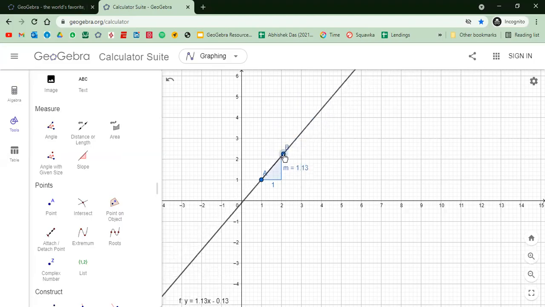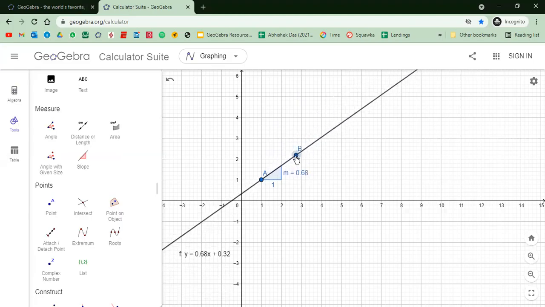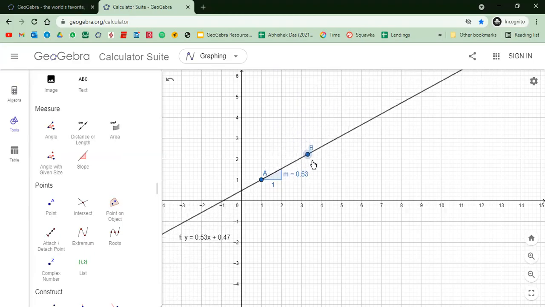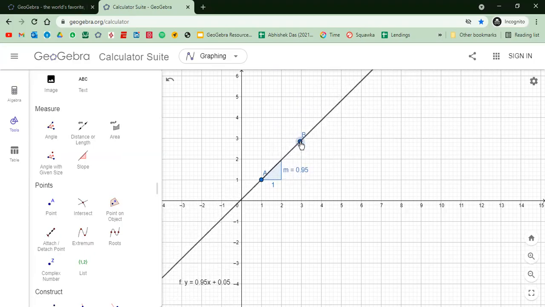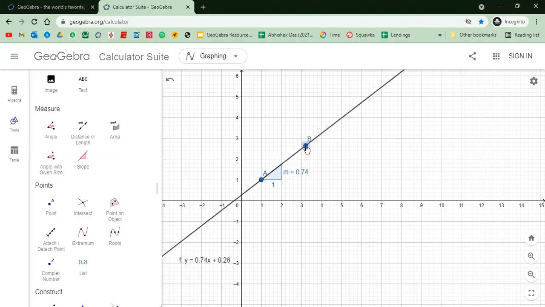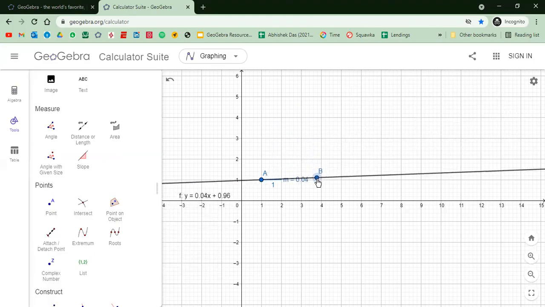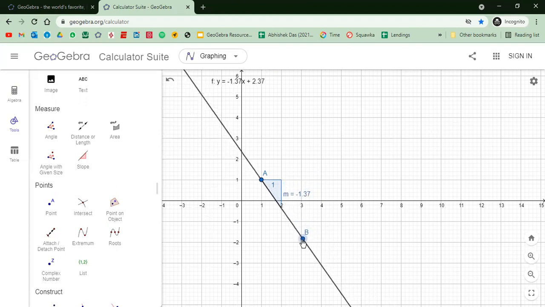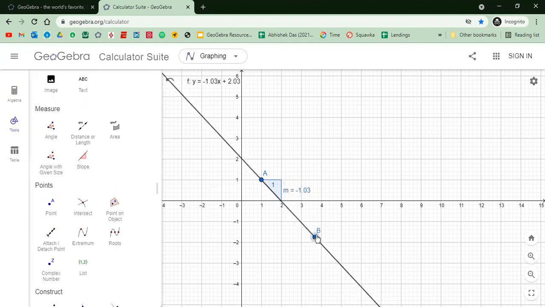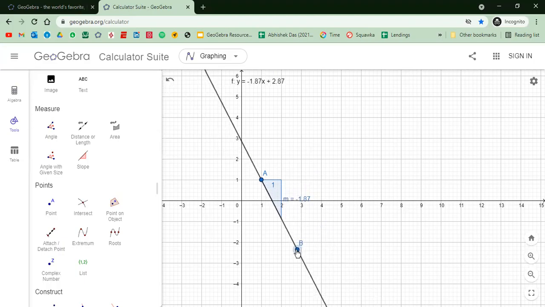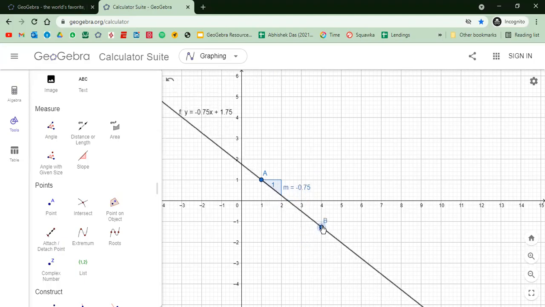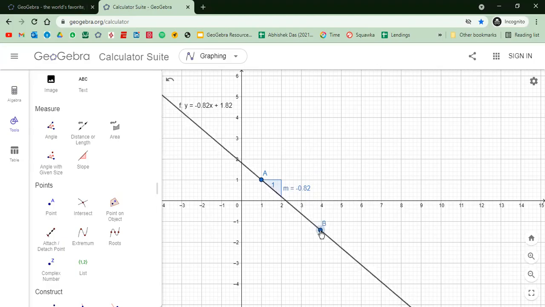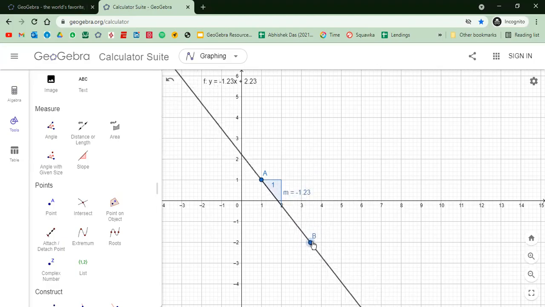Now, check this out. In this case, we have got a positive slope. A line running in this direction will always have a positive slope. What if we change the orientation of the line? You will see that the slope has turned negative. So a line running in this direction will have a negative slope.